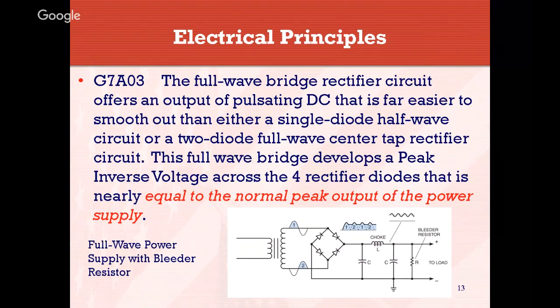So the full wave bridge rectifier circuit offers an output of pulsating DC that is far easier to smooth out than either a single diode half wave circuit or a two diode full wave center tap rectifier. There is a two diode full wave center tap rectifier, which is really not recommended. So in this diagram, you see the full wave bridge rectifier as being comprised of four diodes. And the full wave bridge develops a peak inverse voltage across the four diodes that is nearly equal to the normal peak output power of the power supply.